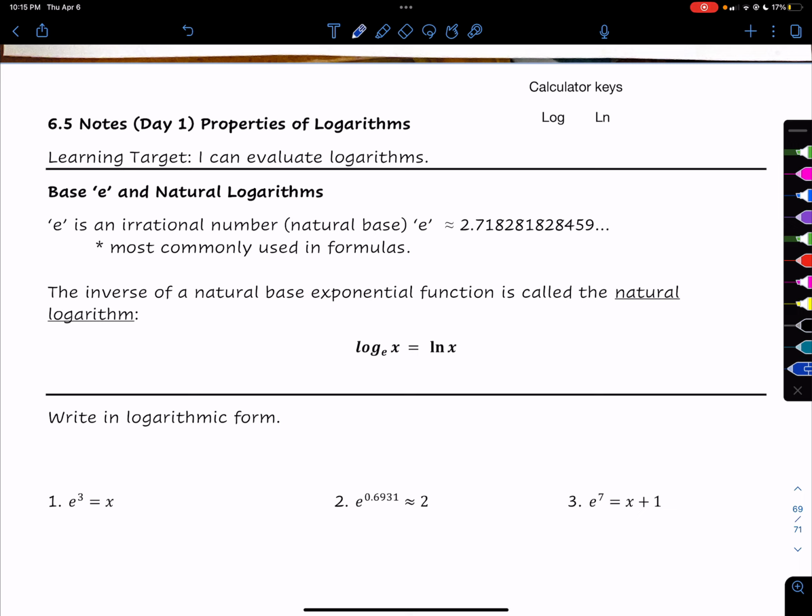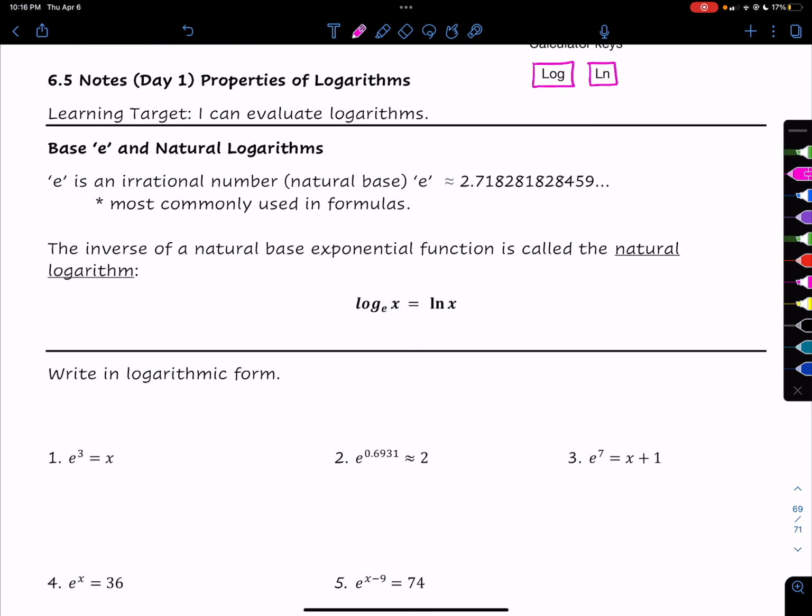So with this here, I want you guys to take a minute and look on your calculator. Pause the video if you need to, and I want you to find two buttons. The first one is going to have the word log, and the other button is going to have natural log. It'll just say ln. So once you find those two, go ahead and come back to the video, and we will talk about the rest of this lesson.